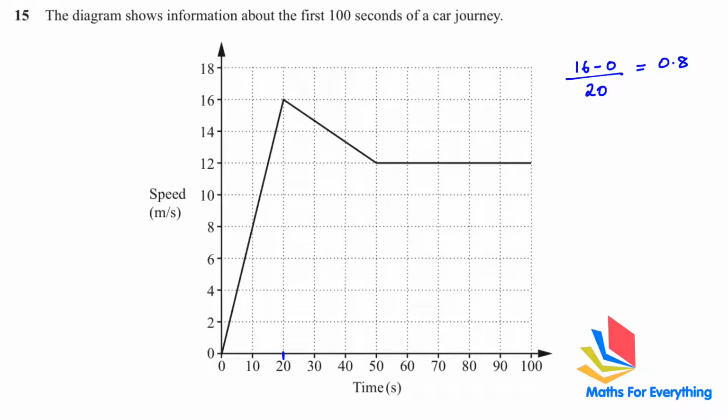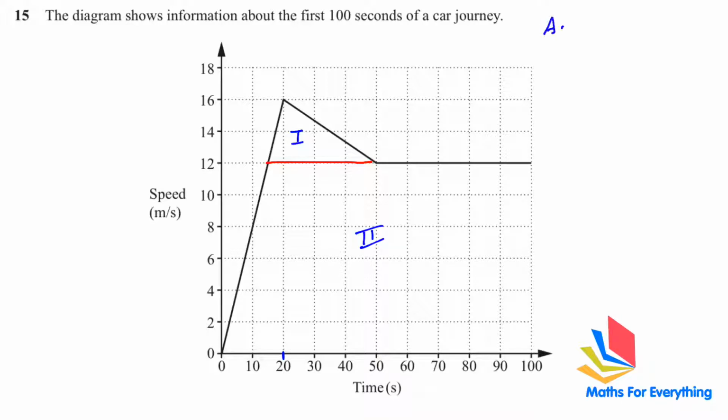So this is the distance we need to find out. Distance is always the area under the curve. So we will need to divide it into different shapes and then find the area of each shape. We will draw a line here. So this is one shape and this is the second shape. The first shape, as you can see, is a triangle. The second one is a trapezium.